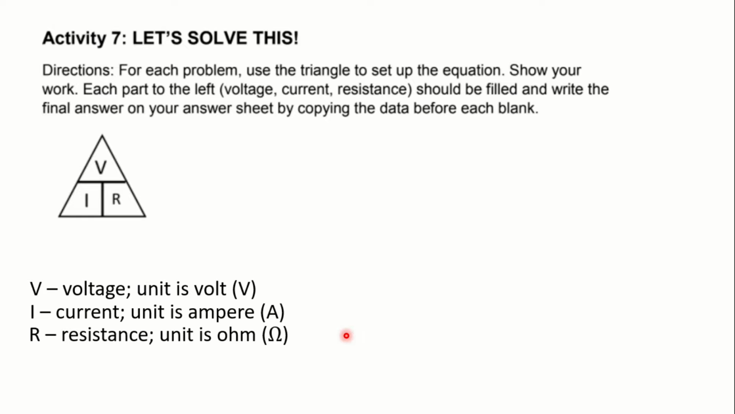Let's see. Using the triangle, if you are looking for R, just cover it, and you are left with V divided by I. If you are looking for V, cover it in the triangle, so you get I multiplied by R. Do you see this? I multiplied by R. If you are looking for I, just cover it, then you have V divided by R. V over R. Okay, so we have the three equations already.